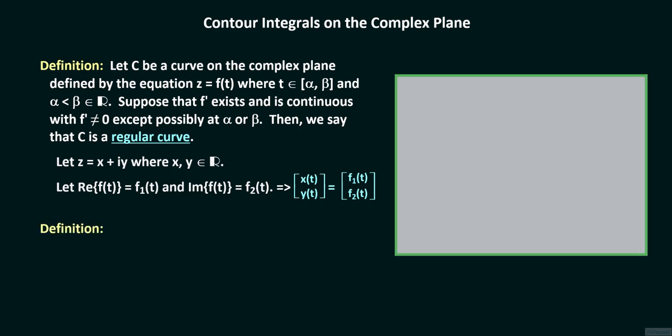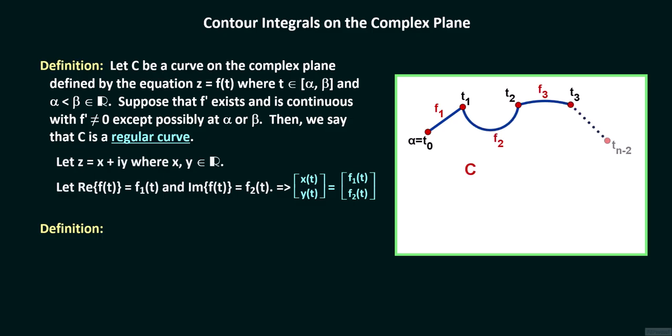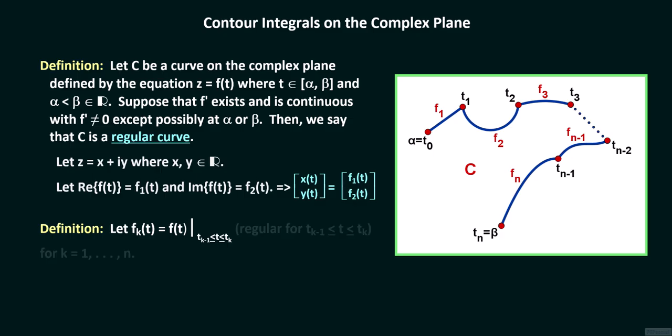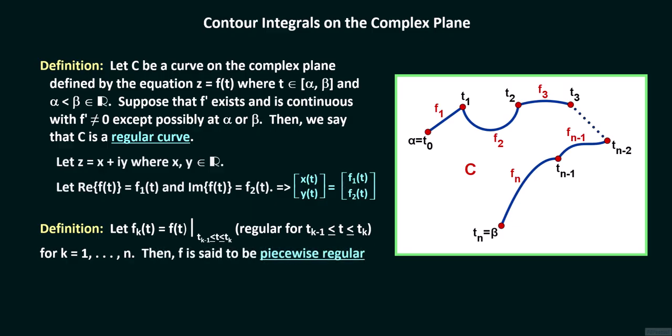Now we take the same f in the definition, but we suppose that this time there exists a partition t sub 0, which is equal to alpha, which is less than t sub 1, which is less than t sub 2, and so on, all the way up to t sub n, which equals beta, such that the restriction f sub k of f on the subinterval from t sub k minus 1 to t sub k is a regular curve on the subinterval for k equals 1 to n. Then we say that f is a piecewise regular curve and C is a contour on the complex plane.